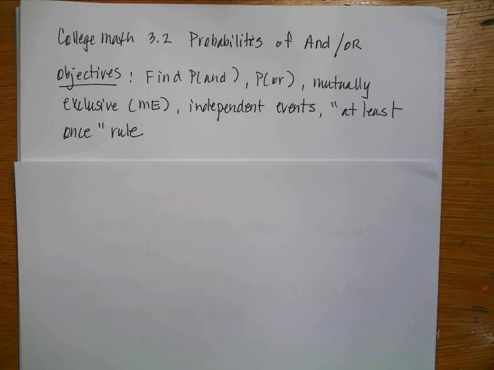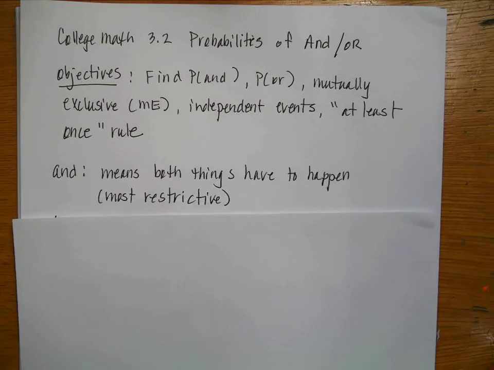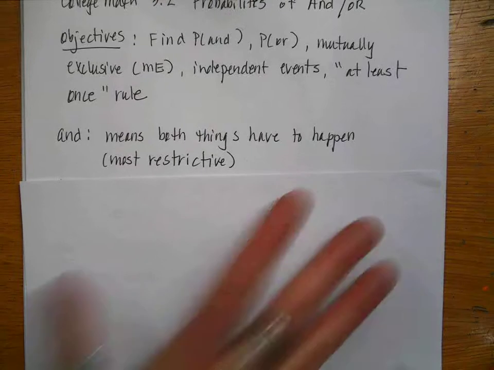We're going to be talking about the probabilities of and or. So our objectives are to calculate the probability of and then the probability of or, talk about mutually exclusive, and then we're going to talk about independent events, and then the at least once rule. So we've written down and. A couple of things before we get started.